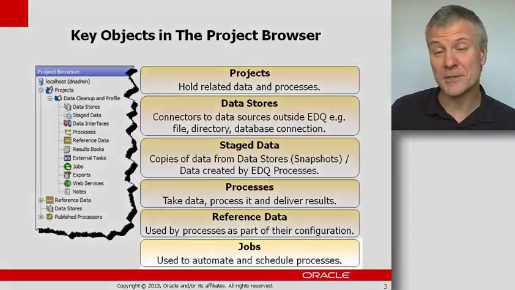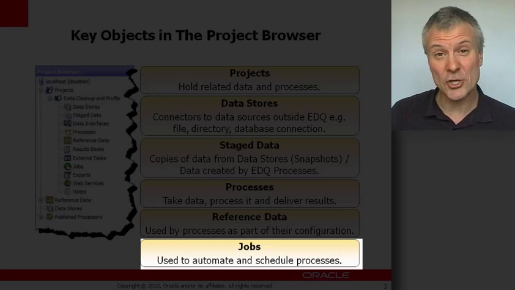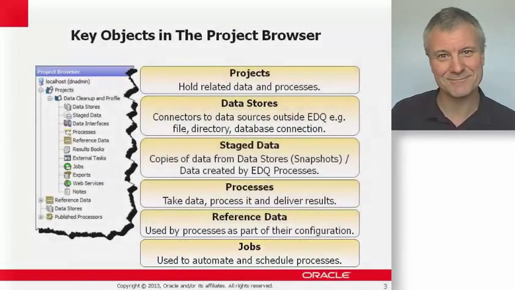And then finally, jobs. We haven't been through these yet. There's a separate module on automated processing where we look at jobs. And jobs allow us to string together snapshots, imports of data, and processes that do things with data, and exports, and then actually to automate them and to schedule them to run regularly if we want to do that.